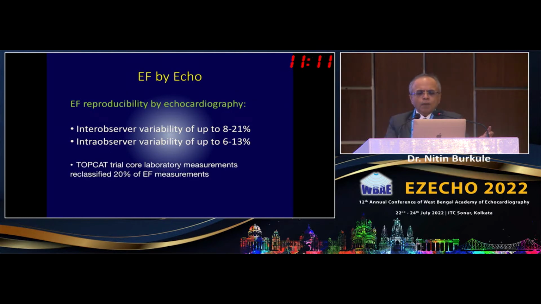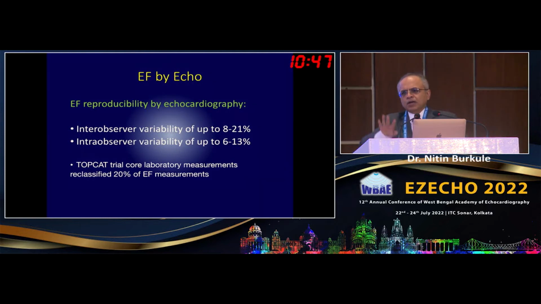Secondly, if you look at the TOPCAT trial, the core laboratory reclassified the EF in 20% of the cases. And forget echo, I'll tell you in the STICH trial, even the cardiac MRI EF in almost one-third of the patients was reclassified by the core lab. So that means you are wrong in at least 1 in 5 cases. Then tell me, how many of you have reported an EF of 43%, 47%? No way.